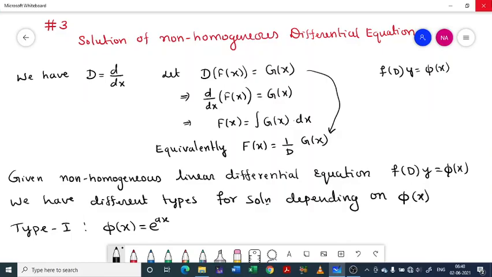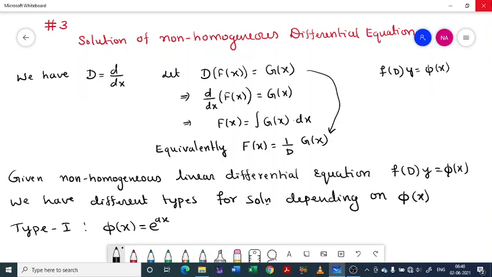Let us welcome you all to class number 3 on linear differential equations. In this class we are going to discuss non-homogeneous linear differential equations. In previous classes we defined what a linear differential equation is and what its types are, and we also discussed how to find the solution of homogeneous linear differential equations. That part we have discussed. Now we are going to discuss non-homogeneous equations, right?